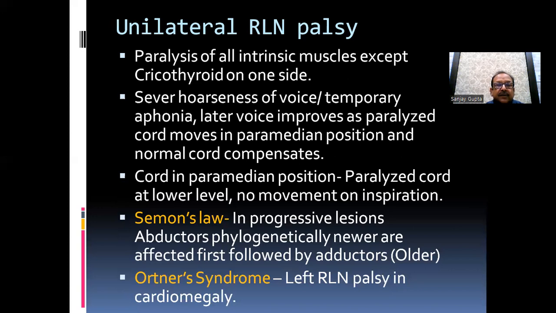There are a few interesting laws. Semon's law, which says that in progressive lesions, the abductors, which are phylogenetically newer, are affected first, followed by adductors which are older. A syndrome needs to be mentioned, Ortner syndrome, which is left recurrent laryngeal nerve palsy in cardiomegaly, and that justifies how an X-ray of the chest may identify a few conditions of the chest to diagnose left recurrent laryngeal nerve palsy.